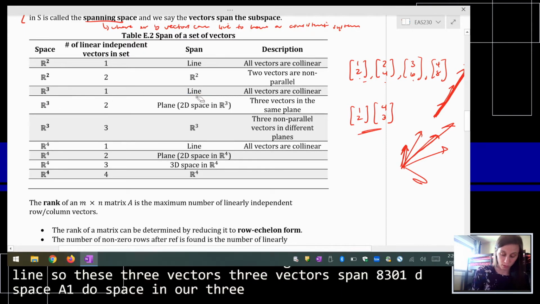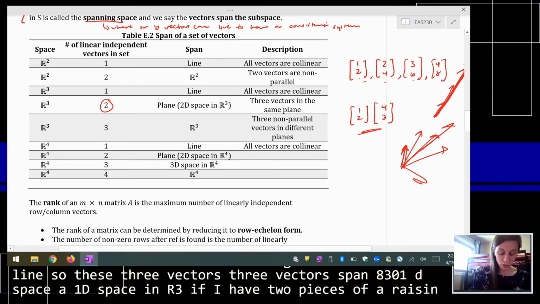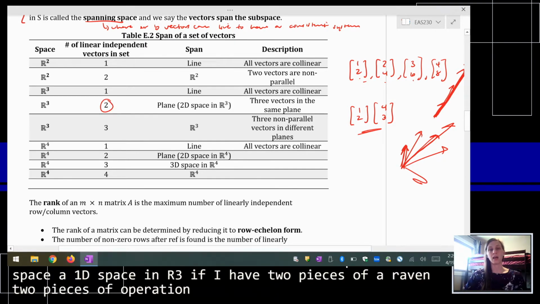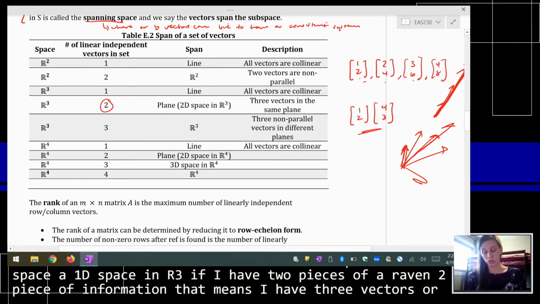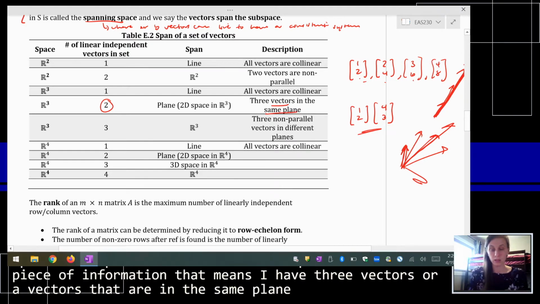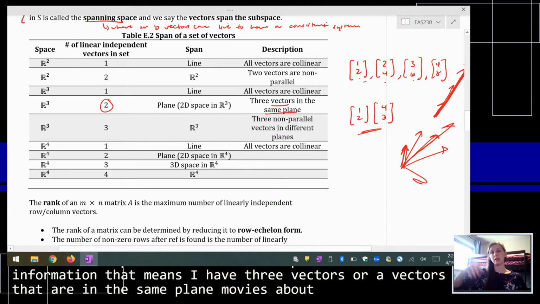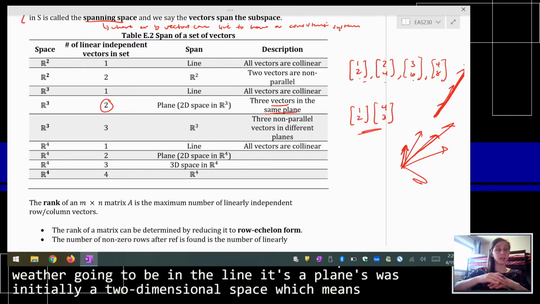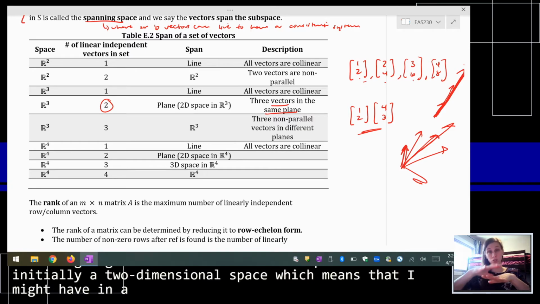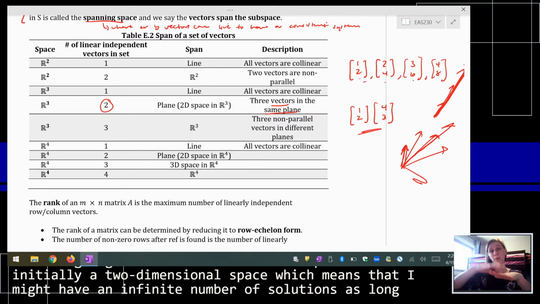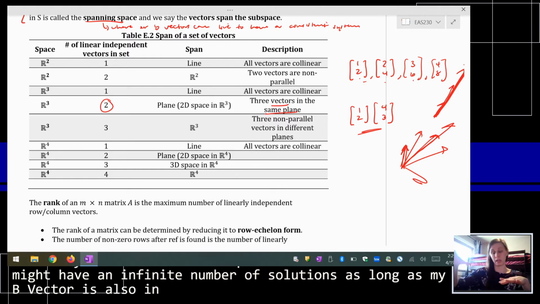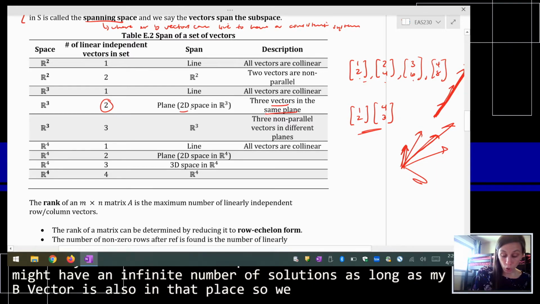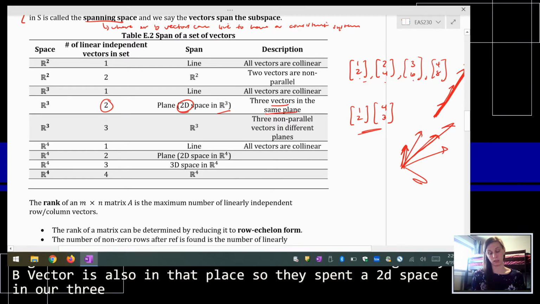If I have 2 pieces of information, that means I have 3 vectors that are in the same plane. Which means rather than it being a line, it's a plane. So essentially a 2-dimensional space. Which means that I might have an infinite number of solutions as long as my B vector is also in that plane. So they span a 2D space in R3.